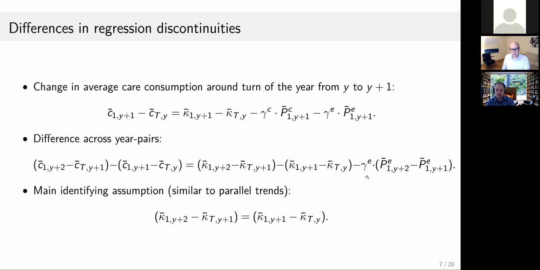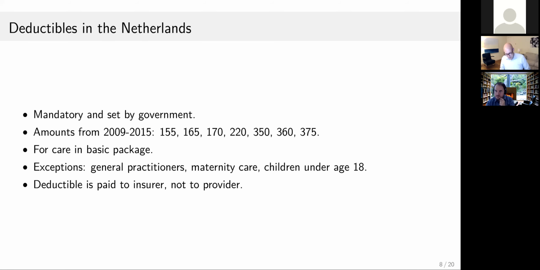That's the argument using formulas. Now, this brings me to the institutions and to the question that has been asked before. So the Netherlands is actually quite a nice setting to study this for various reasons.